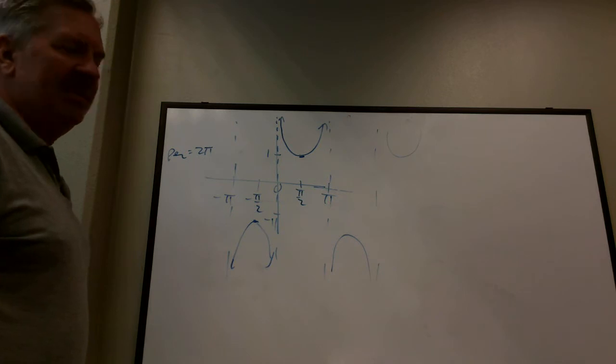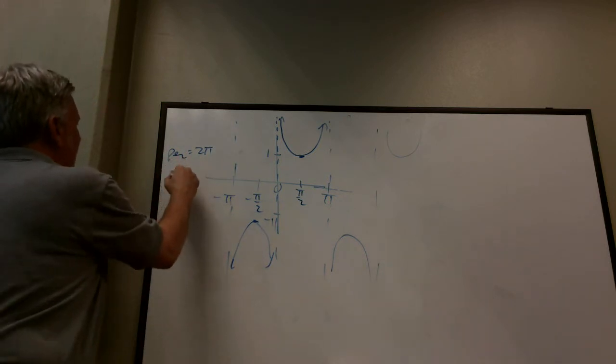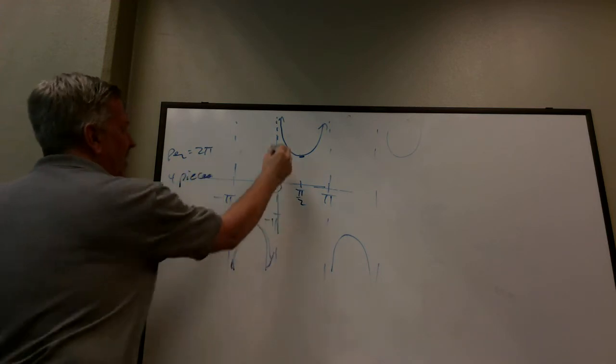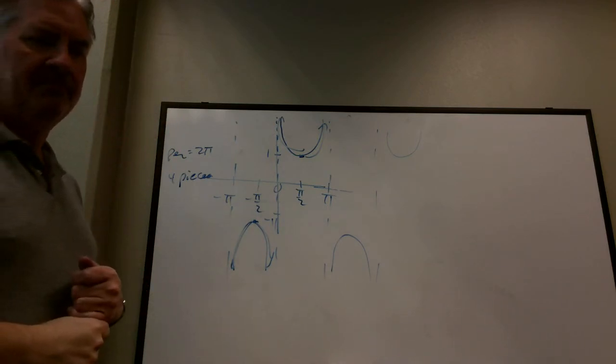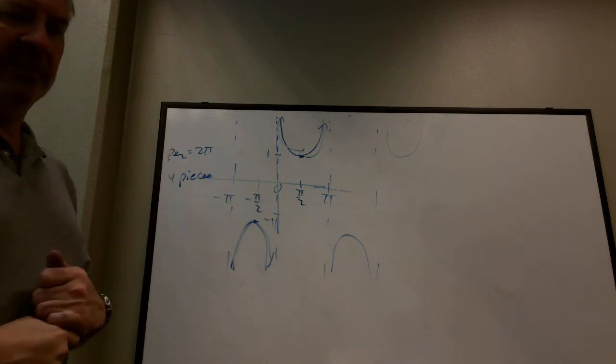And now, how many pieces am I going to use to sketch this? Just like with sine, right? With sine, we did it with 4 pieces. One of the pieces here, half the cup, half the cup, half the cup, half the cup. There's the 4 pieces. Okay, so the graph is periodic. The period's 2 pi, and we're going to graph it with 4 pieces.